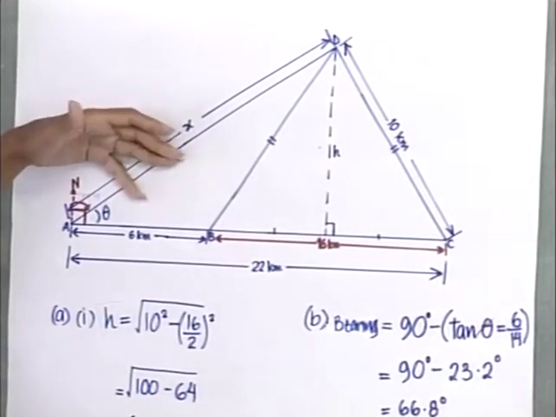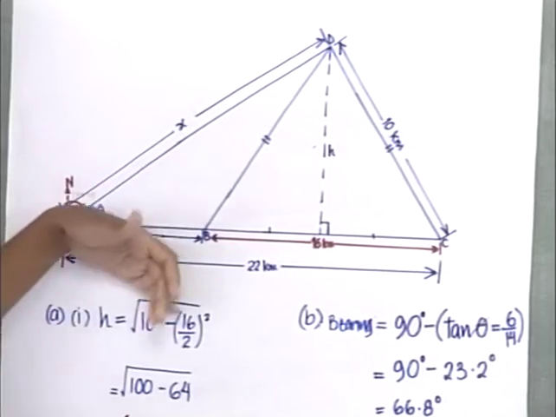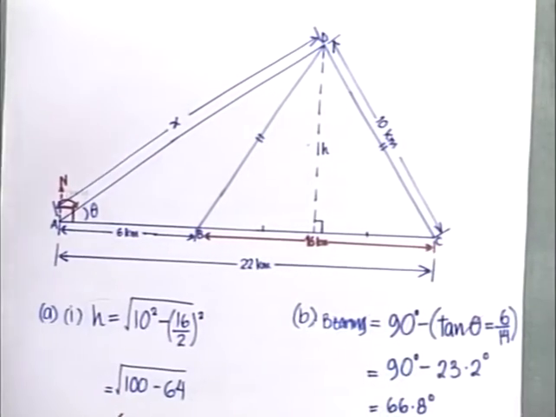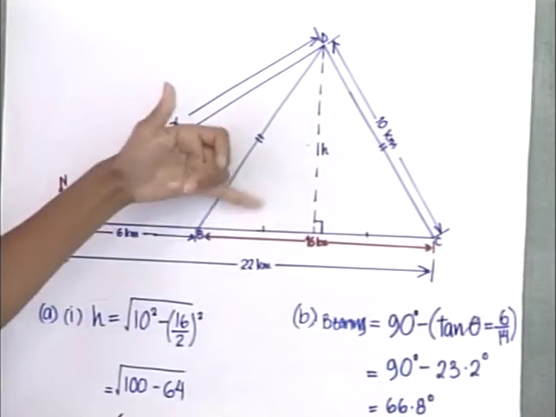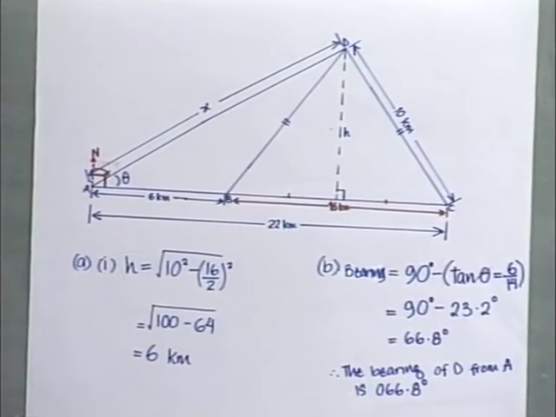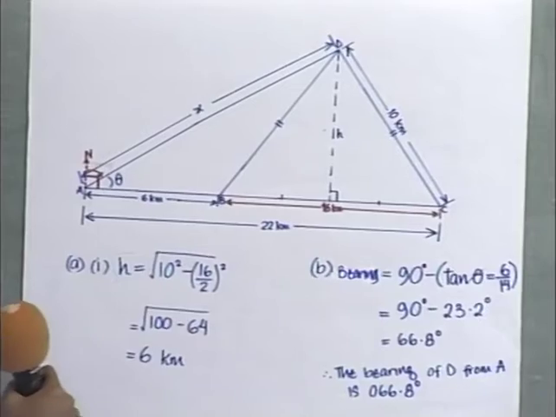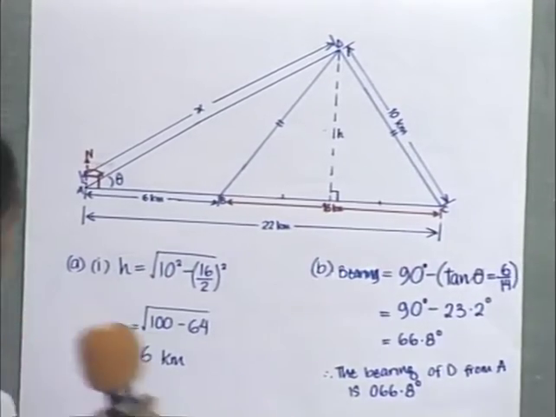Okay, to find x, we also use Pythagoras theorem. That's h squared, 6 squared, plus 6 plus 8, which is 14, 14 squared, which is equal to 15.23 kilometers.